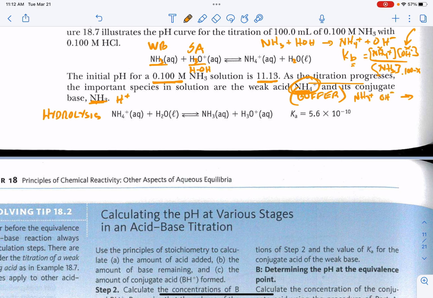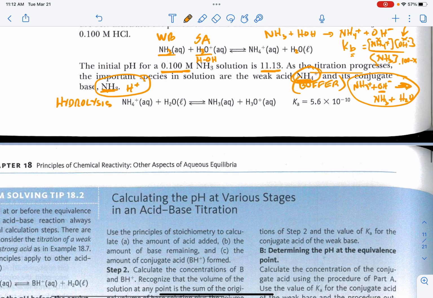And in doing that, it would make NH3 plus H2O. So over here, the buffer is buffering against the addition of acid. Over here, the buffer is buffering against the addition of a base. So when you get to the equivalence point then, the only thing that's left is for your conjugate of the weak base to hydrolyze. And as a result of the conjugate of the weak base hydrolyzing, you produce hydronium ions.